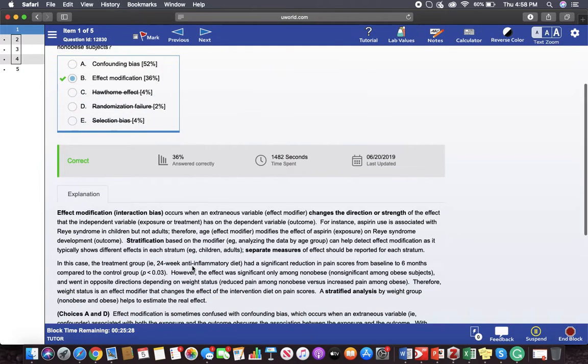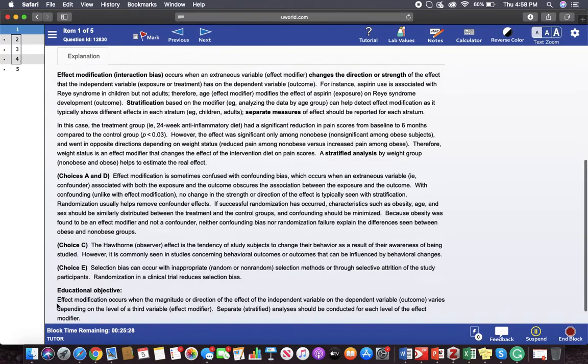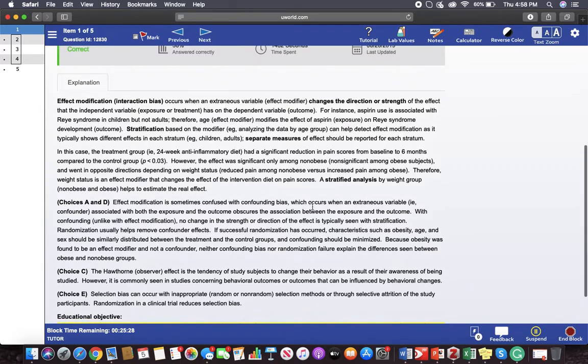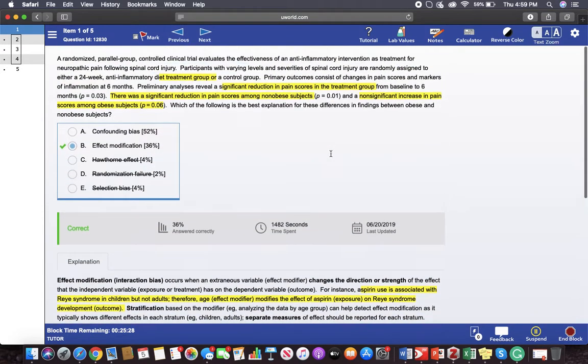And yes, it is. We can see here that effect modification occurs when the magnitude or direction of the effect on the outcome varies depending on the effect modifier. And here they give aspirin use as a Reye example. Again, aspirin is associated with Reye syndrome in children, but not adults, because age there modifies the effect of aspirin on the outcome. This is not a confounder. A confounder would be, have they given an explanation? I guess no. But you can just pause the video here and read this explanation. It's really good. And if you want me to go over it again, please let me know that as well.